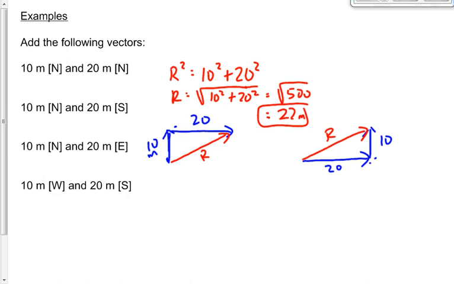Now, you can see that if we drew it the second way, we'd get the same answer, right? It would still be 10 squared plus 20 squared, square rooted. We'd still get 22 meters regardless of which diagram you drew. Does that make sense? So in this case, 10 plus 20 doesn't equal 30. It doesn't equal 10. 10 plus 20 equals 22 because our directions are different.